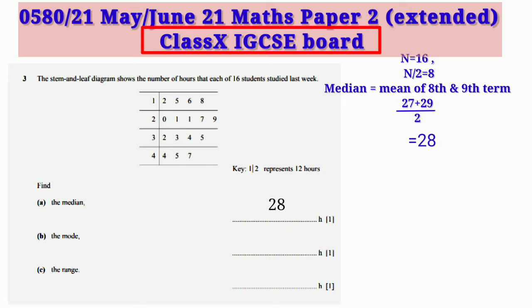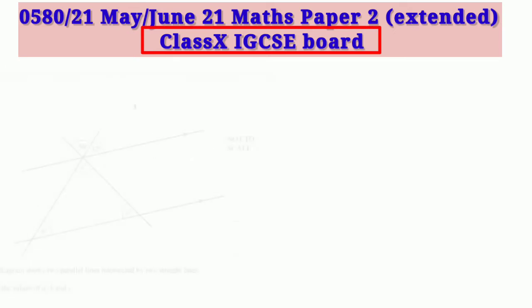Next we have to find the mode. Mode is the term which has the maximum frequency. 21 occurs twice here. It has the maximum frequency, therefore the mode is 21. Range. Range is the difference between the maximum value and the minimum value. The maximum value here is 47 and the minimum is 12. So 47 minus 12 equals 35. The range is 35.